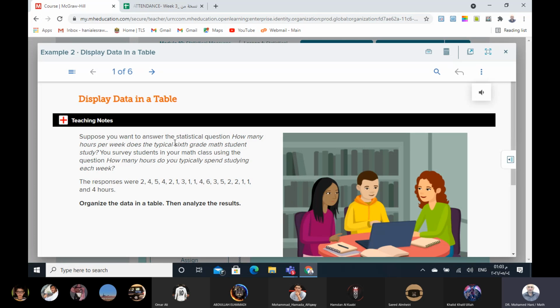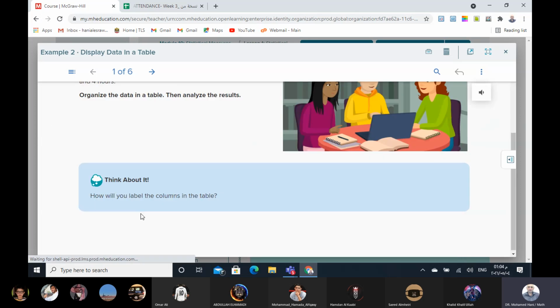Suppose you want to answer the statistical question, how many hours per week does the typical 6th grade math student study? You survey students in your math class using the question, how many hours do you typically spend studying each week? The responses were, we have here many numbers. This is the number of hours. This is the data. This is the meaning of collect data. Then we want to organize the data in a table. Then analyze the result.